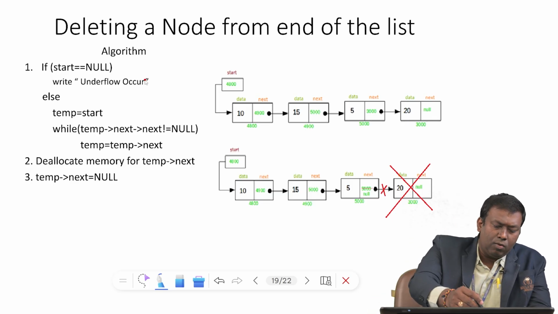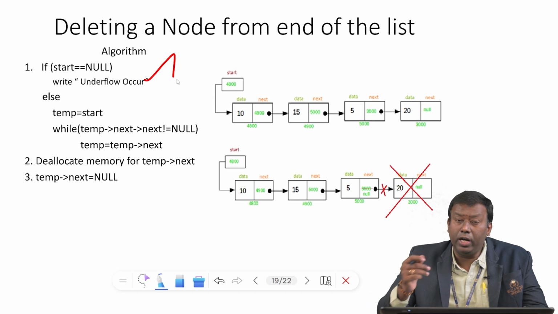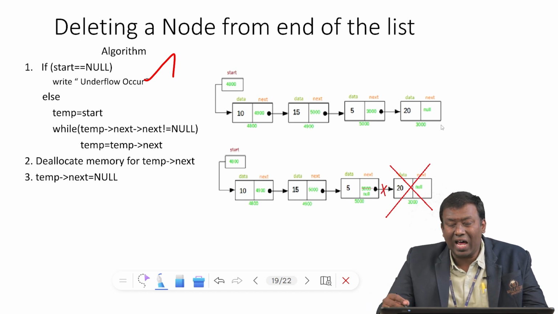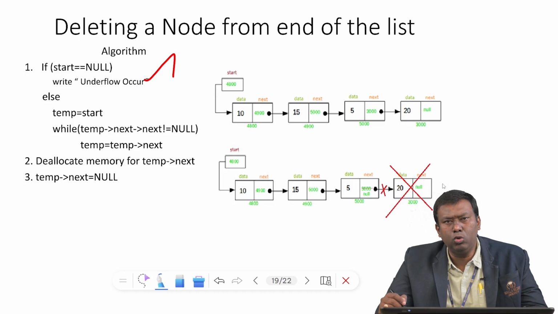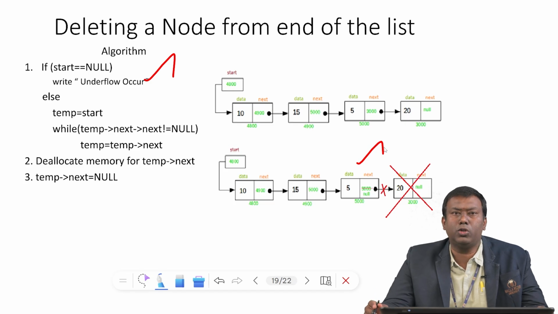The same thing, we have checked the underflow condition when the start equals null. Now what we need to do? In order to delete the last node, I have to traverse. Where to traverse? Shall I move to the last node? No. I cannot delete a node by staying in the last position. So I have to move to the second last position node.